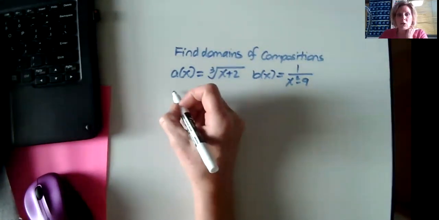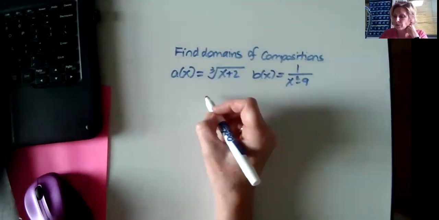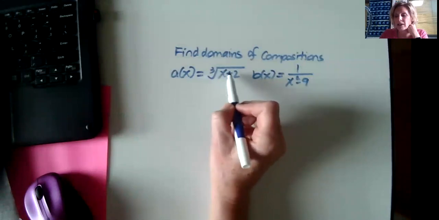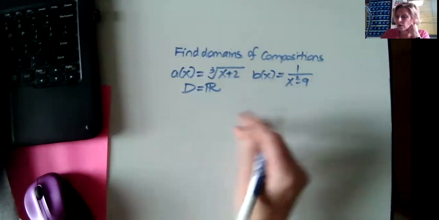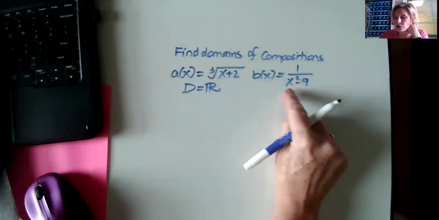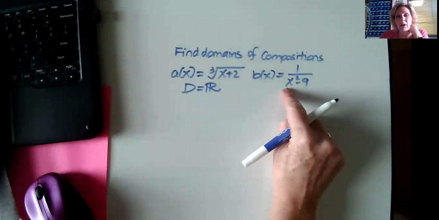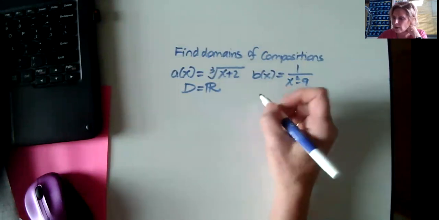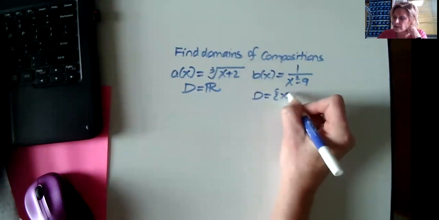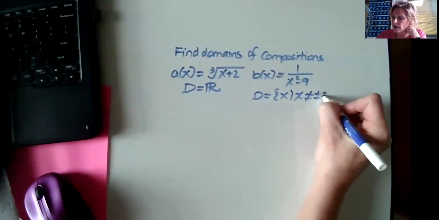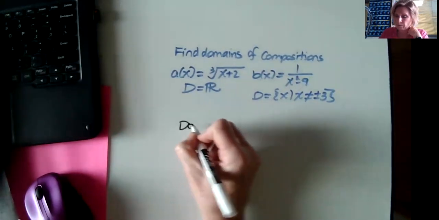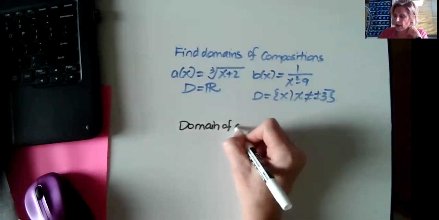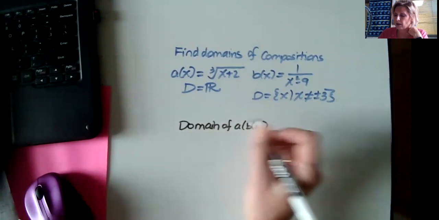Well, the best thing to do is to start out with the domain of each individual one. Well, I know that this is a cube root function, and I can always take cube root. So the domain of a of x is all real numbers. Well, I know that this is a rational function, and I can't have 0 on the bottom. And I can quickly tell that x can't be 3 or negative 3, because then x squared would be 9, and 9 minus 9 would be 0. So the domain on this one is all x's except for plus and minus 3. Okay? Now, my first question is, what is the domain of a of b of x, or of a circle b of x, okay?